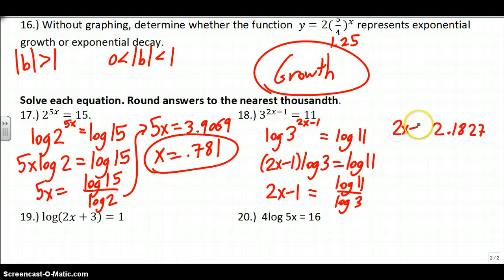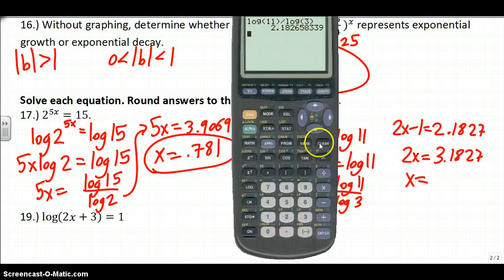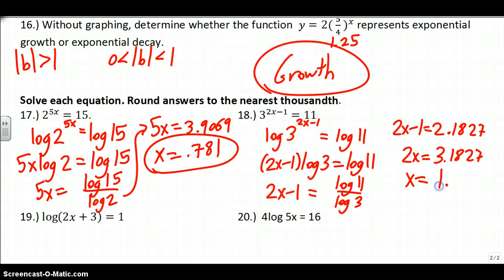So 2x minus 1 equals that. You would add 1, and you would divide both sides by 2. So 3.1827 divided by 2 is 1.591. Easy enough.